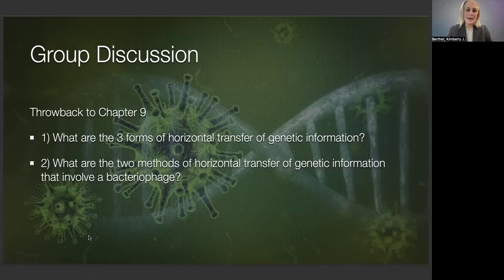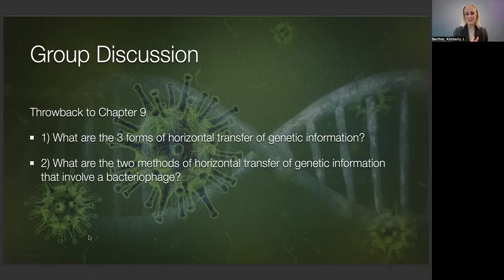Okay, well, let's go ahead and start answering these questions now that you've taken your notes. Number one, the three forms of horizontal transfer of genetic material. So we go with the three basic ones. We have transformation, conjugation, and transduction as the three forms of horizontal gene transfer. We also talk about jumping genes and transposons, but those are the three main ones, conjugation, transformation, and transduction, that we want to focus on right now.